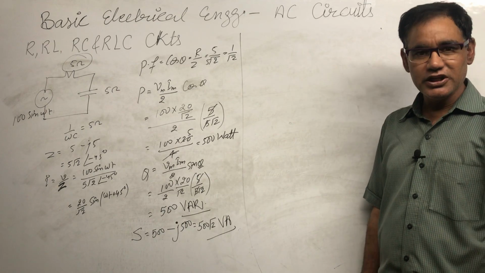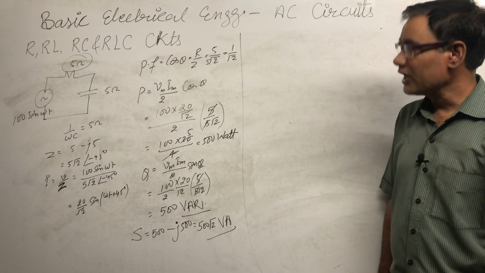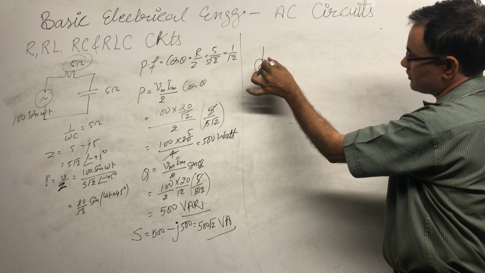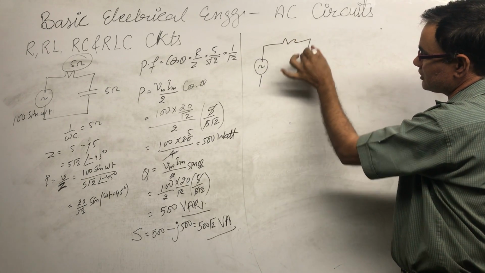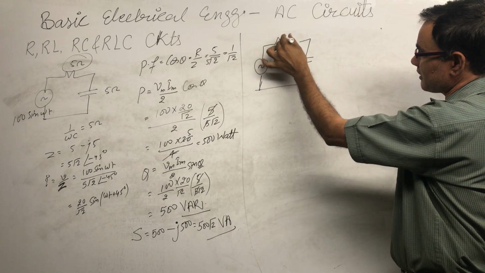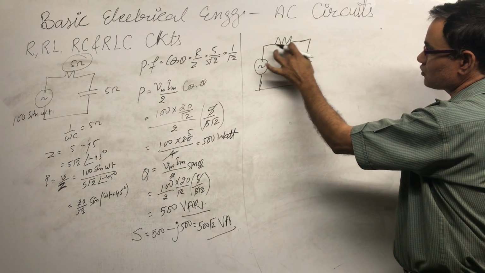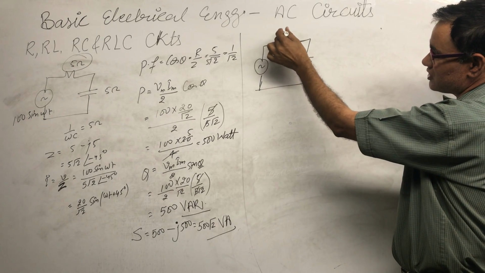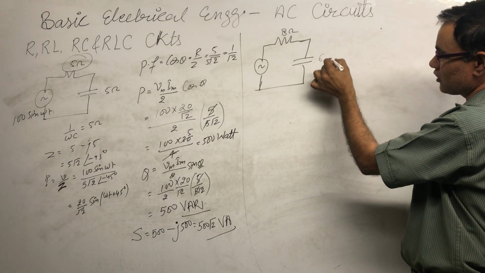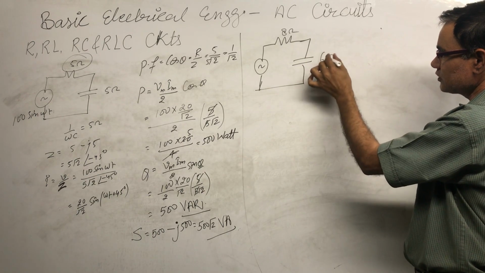Okay, in this way. We are taking one more example for an RC circuit. So this is a simple resistance and this is the capacitance, and we are taking different values of resistance and capacitance so that the power will differ. The resistance value is 8 ohm, and the capacitor reactance is 6 ohm.